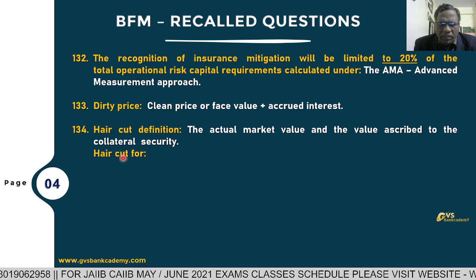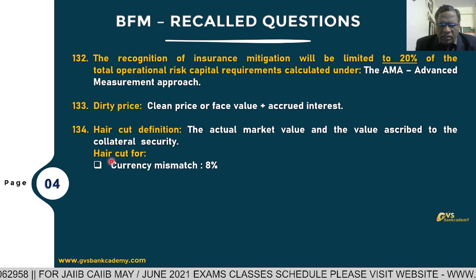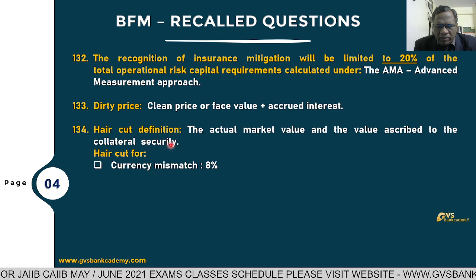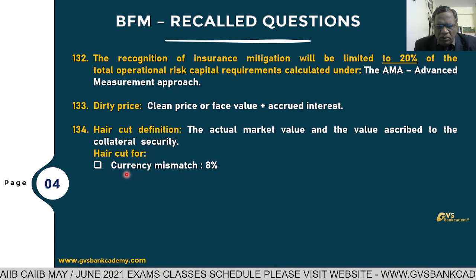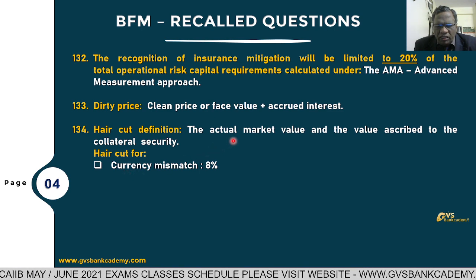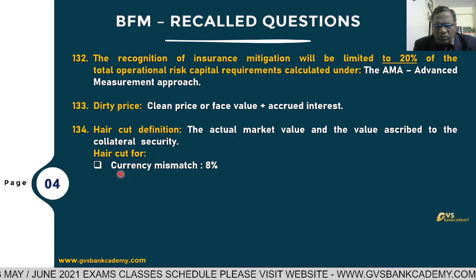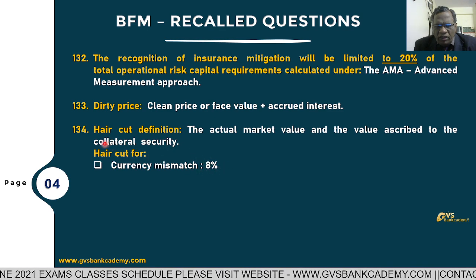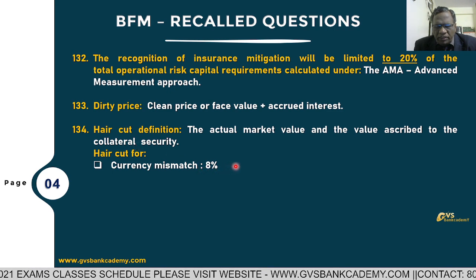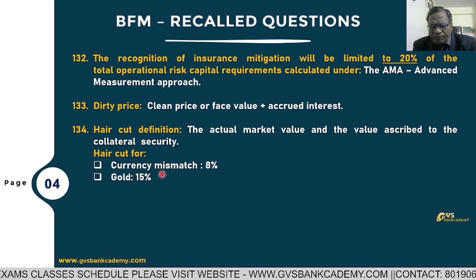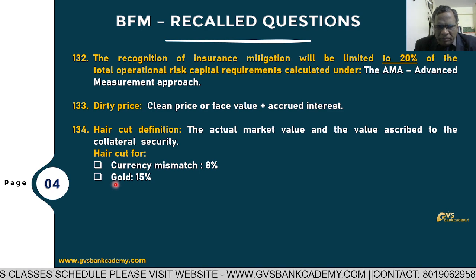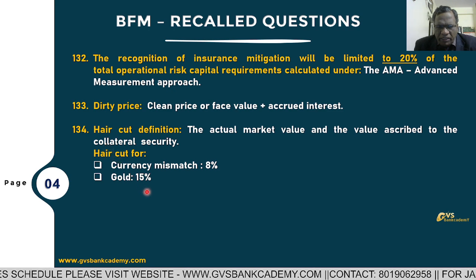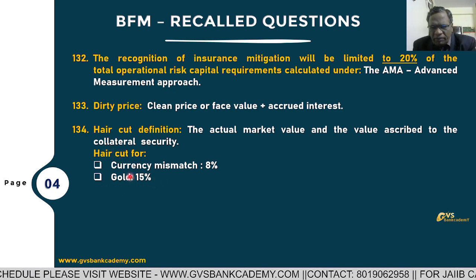Now, normally, haircut for currency mismatch. The loan is in one currency and the security is in another currency. Currency mismatch means the loan is in INR and the securities are in a foreign currency. At that time, whatever the value of the security is, you have to deduct 8%. For gold, whenever the bank is accepting gold as security, the haircut is 15%. These are the standard haircuts given by RBI.